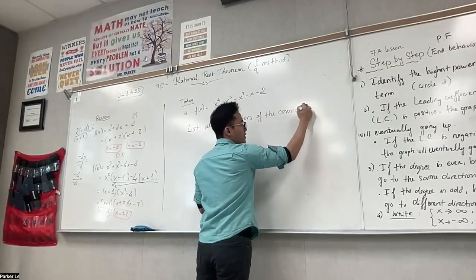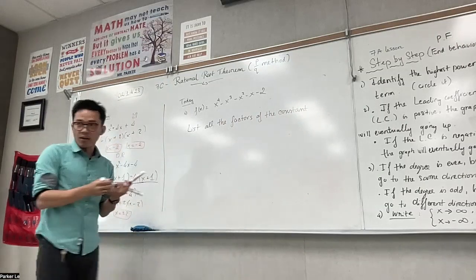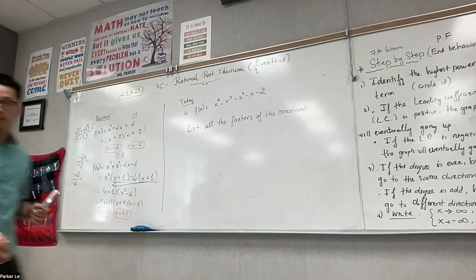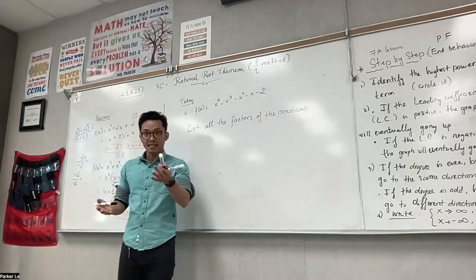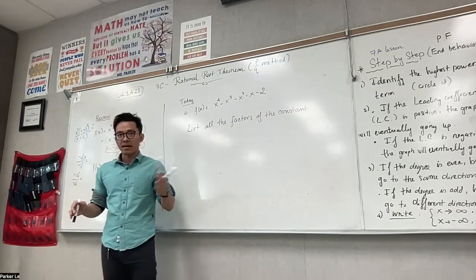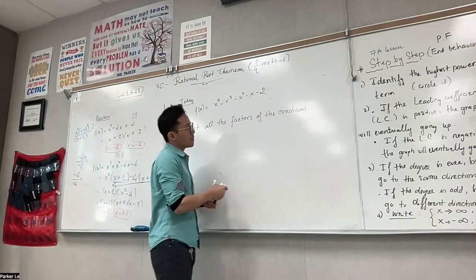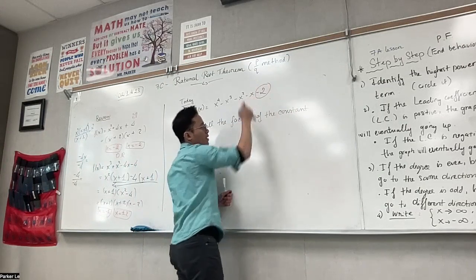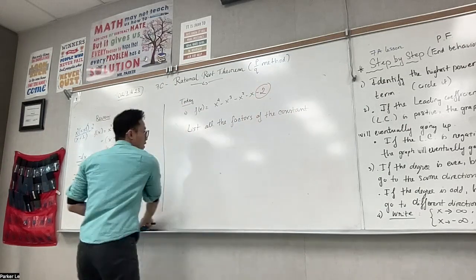What is the constant? Who remembers? -2. Constant is what? Oh, the number. Yes, constant is a number without any letter, without a variable. Constant by itself. Okay? Constant is a number by itself. So what is the constant here? -2. So you list all the factors of the constant.